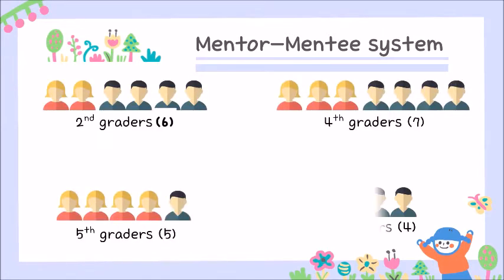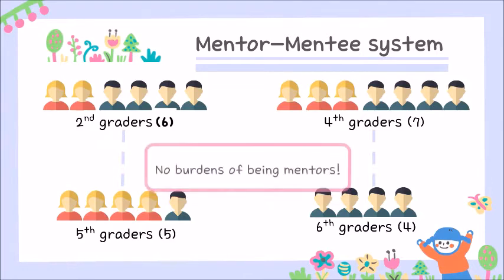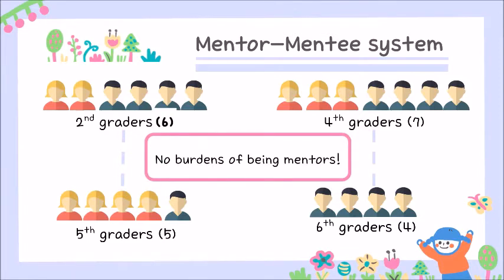There are 6 students in second grade, 7 in fourth grade, 5 in fifth grade, and 4 in sixth grade. We are planning to match the second graders to the fifth graders and the fourth graders to the sixth graders. The older students are going to be mentors and the younger students are going to be mentees. The sixth graders would have 2 mentees for each student because the fourth graders are almost twice the sixth graders. We planned to match the students having some gap between ages because we didn't want the students who are not confident in English to feel the burden of being mentors.